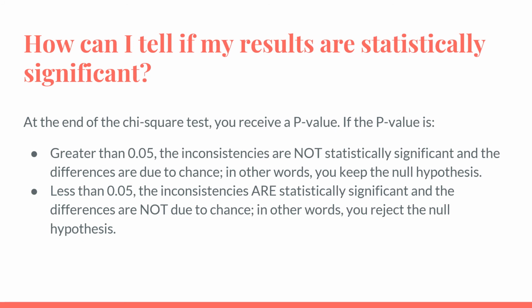Now we can use this data to determine whether or not our results are statistically significant. At the end of the chi-square test, you receive a p-value. If the p-value is greater than 0.05, the inconsistencies are not statistically significant, and the differences are due to chance. In other words, you keep the null hypothesis. If it is less than 0.05, the inconsistencies are statistically significant, and the differences are not due to chance. In other words, you reject the null hypothesis.